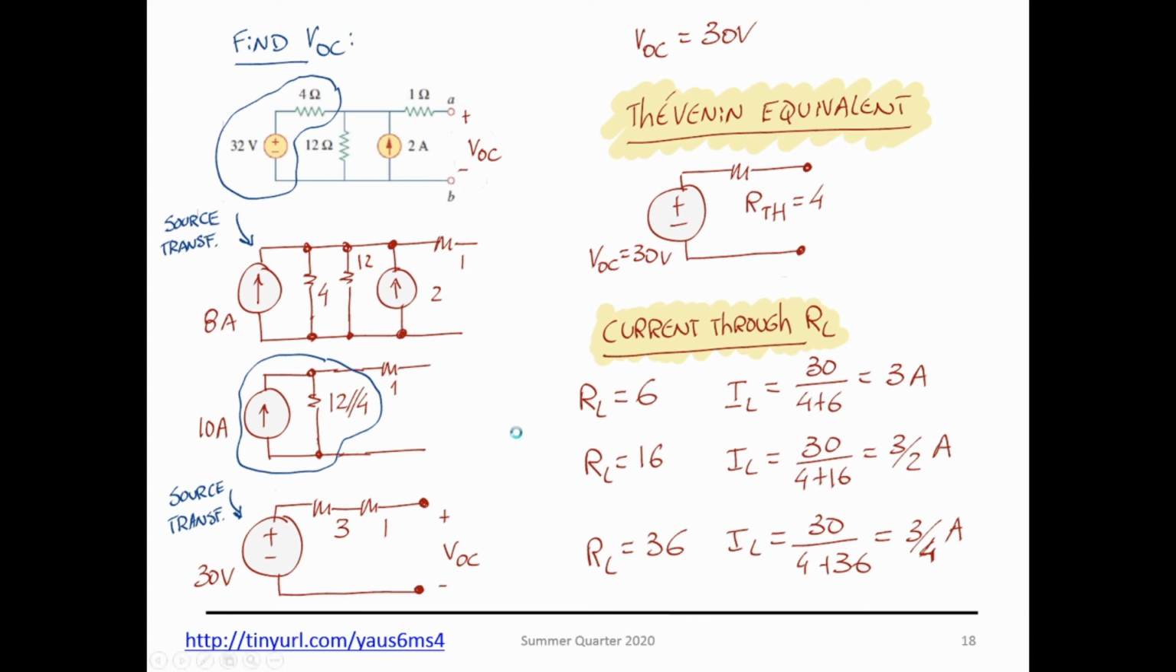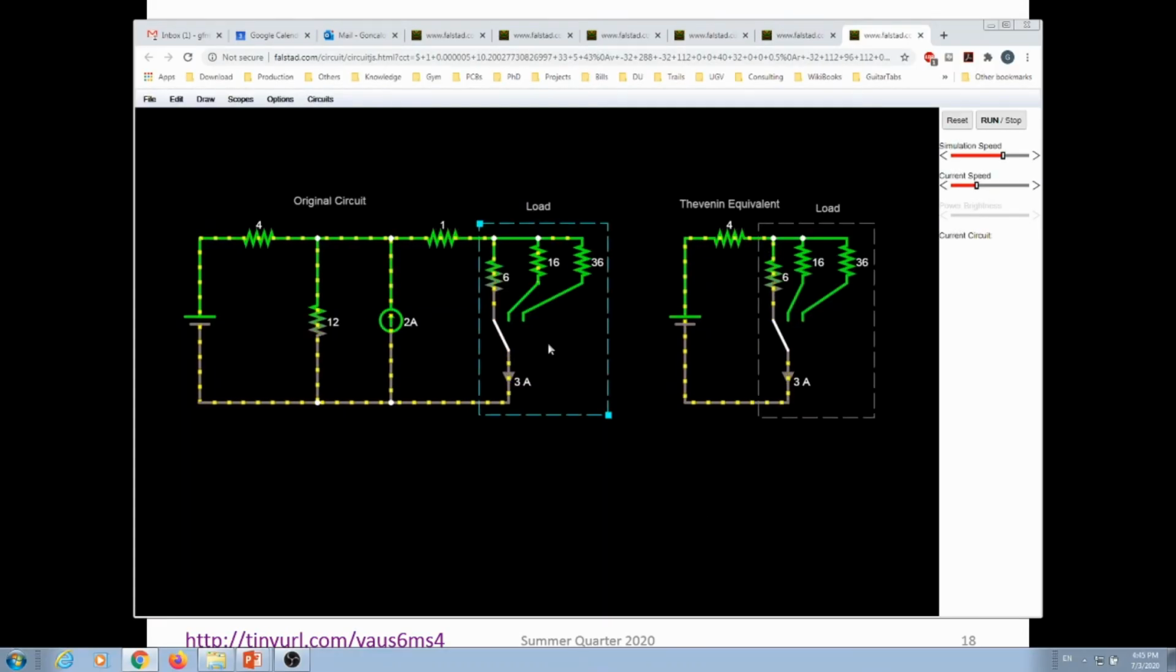So let's go and simulate this. On this simulation, I have both circuits there. I have the original circuit with the resistors and the Thevenin equivalent with the load. And if I swap here, notice that I get exactly the same answer, the same current on those 2 circuits. So that's the importance of the Thevenin equivalent.